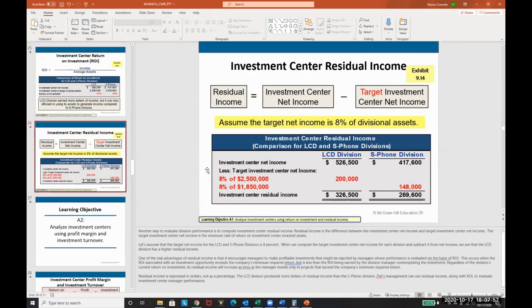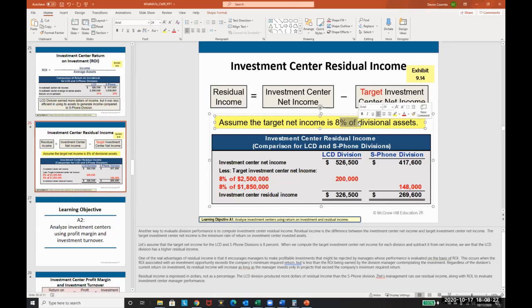What is residual income? Residual income is another way to look at how we can compare investments and choose with our limited resources if we want to invest in product A or product B. So it's investment center net income less a target investment center net income. And so we might say that our goal as a company is to make at least an 8% return on any of the money that we invest, based on our assets. So the target investment is normally based off of assets.